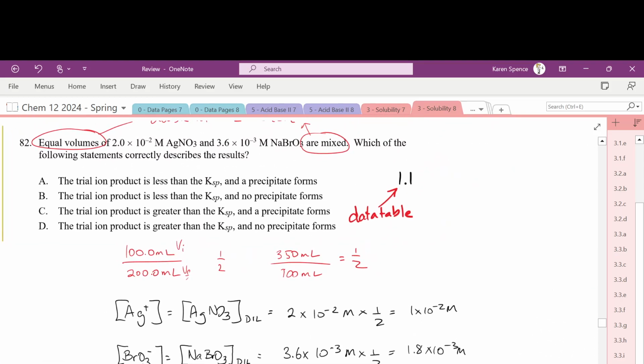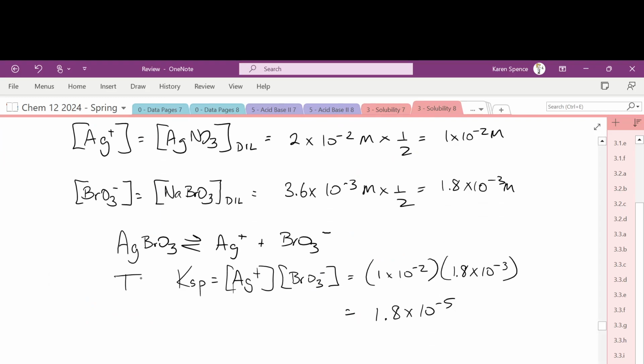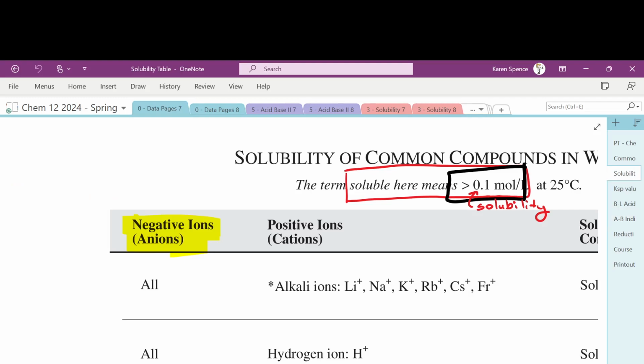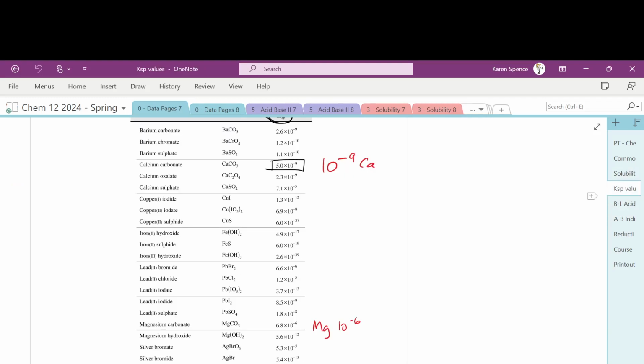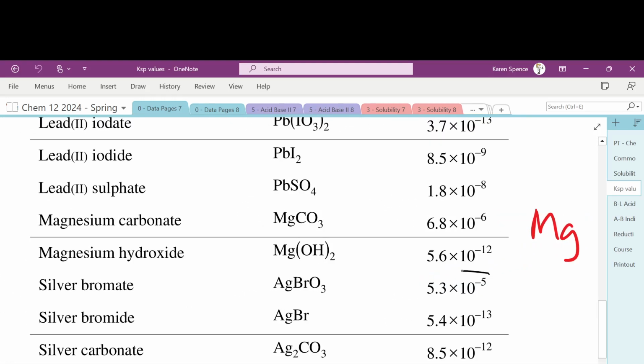And then we have to look and we have to say silver bromate. I'm going to say trial KSP here because I wrote KSP instead of Q. Whoopsie. Okay. And so KSP for AgBrO3, we would need to go look that up. Silver bromate, 5.3 times 10 to the negative 5.